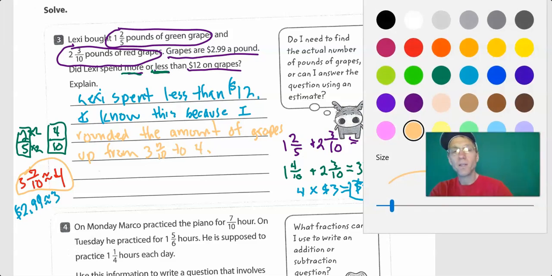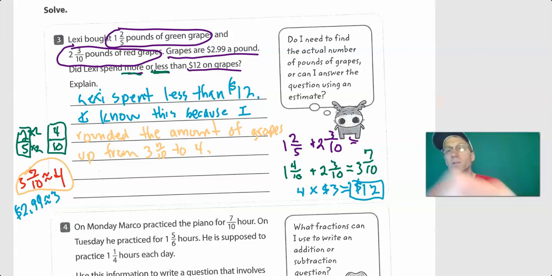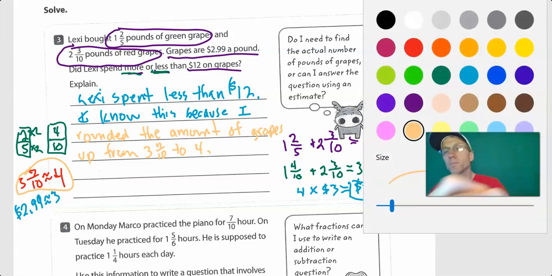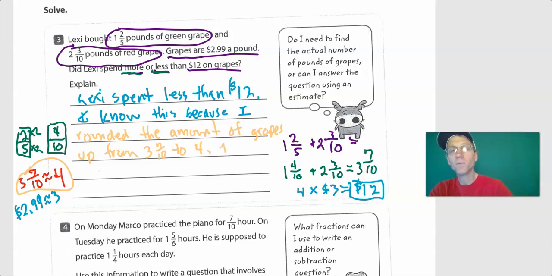I'm going to do this in a different color. I'm having trouble with the colors here. I also rounded the price up from $2.99 to $3 per pound.